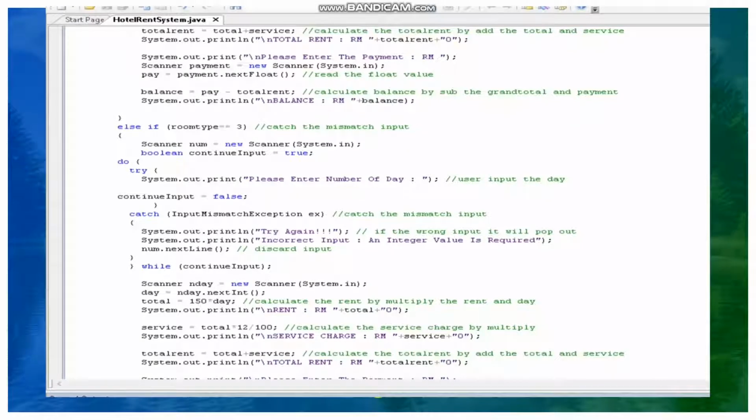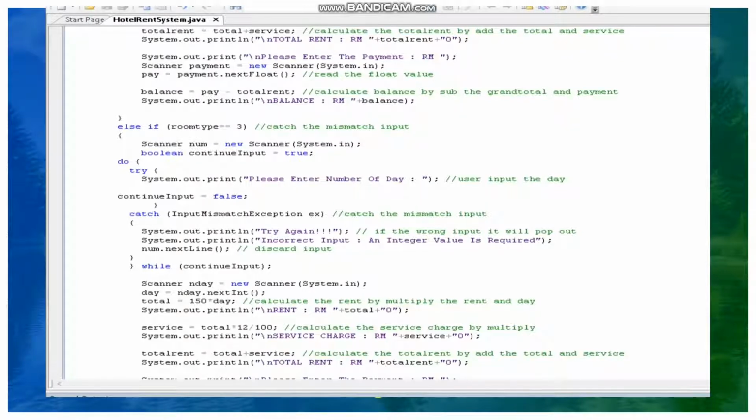It calculates the total rent by adding the total and service, and for balance it calculates the balance by subtracting the payment from the grand total, and it catches the mismatch input.